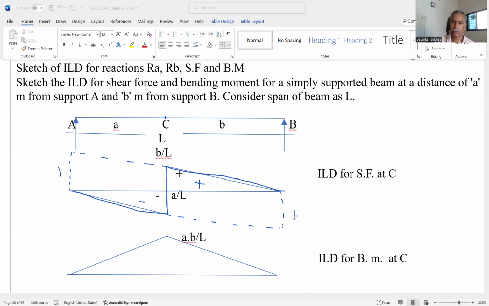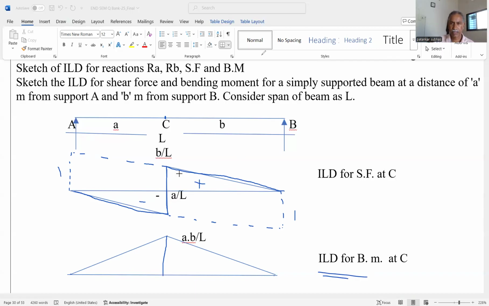Similarly, for the ILD for the bending moment, at A it is 0, at B, that means both supports, it is 0, and where we require the bending moment at C, this is A distance, this is B distance, and L is A plus B. That's why A into B divided by L gives the vertical ordinate or height of this triangle. That is the ILD for the bending moment. Now this is the ILD for bending moment and ILD for the shear force.